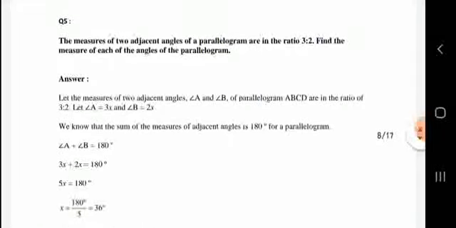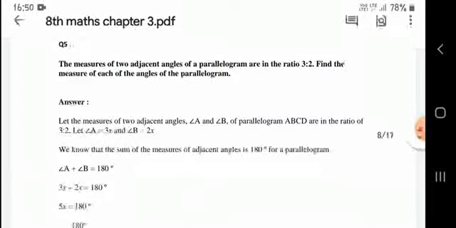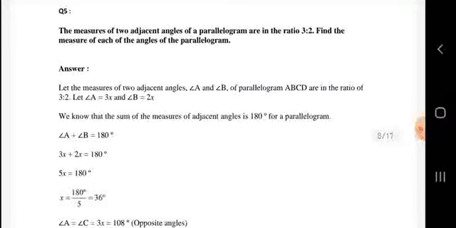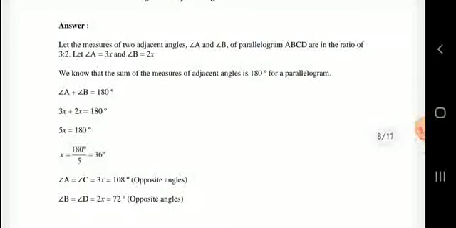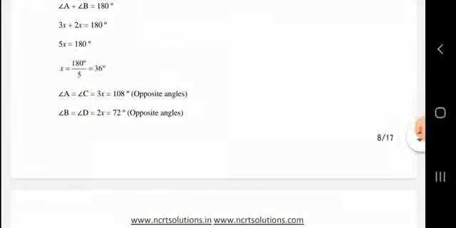Next, the measures of two adjacent angles of a parallelogram are in the ratio 3:2. Let us find the measure of each of the angles of the parallelogram. So let us take the measures of two adjacent angles A and B of parallelogram ABCD to be in the ratio of 3:2. Let angle A is equal to 3x and angle B is equal to 2x. Then x is equal to 36 degrees.